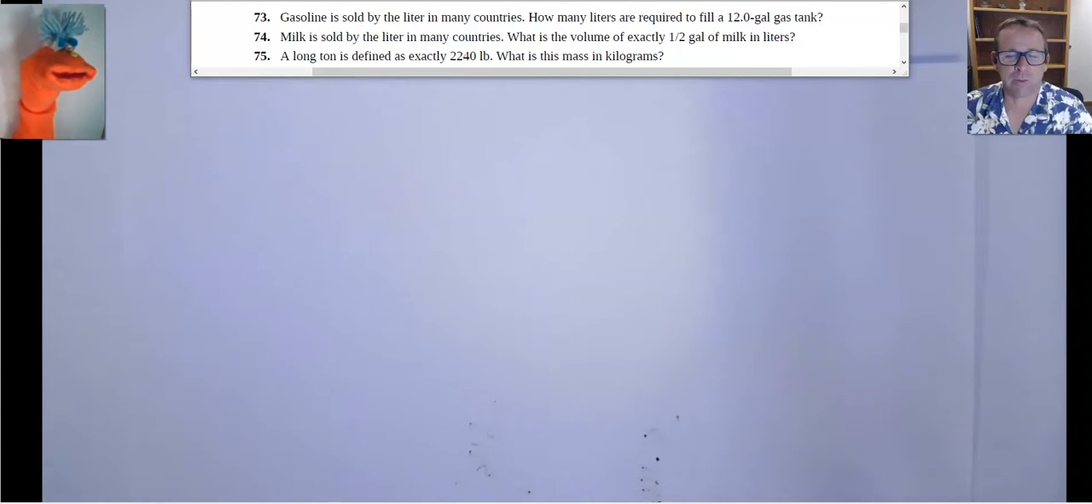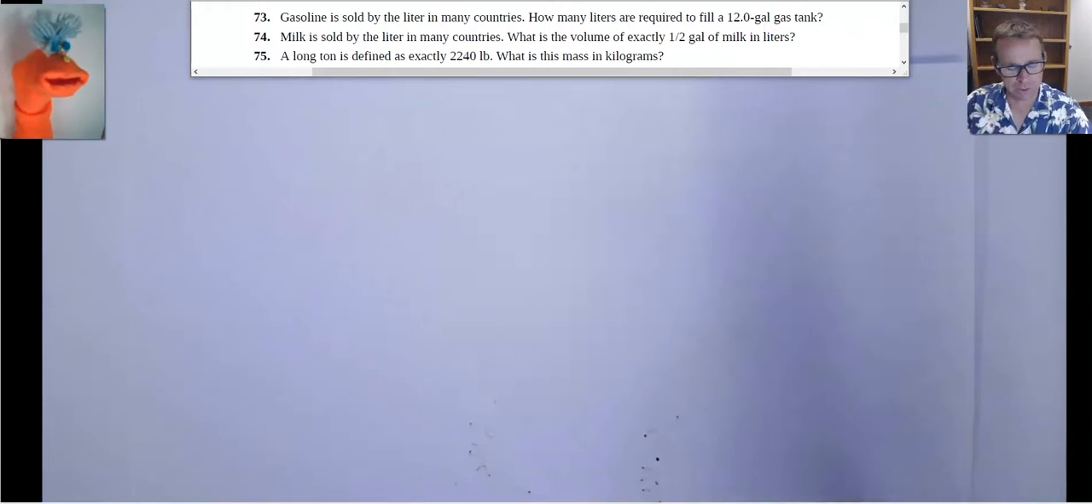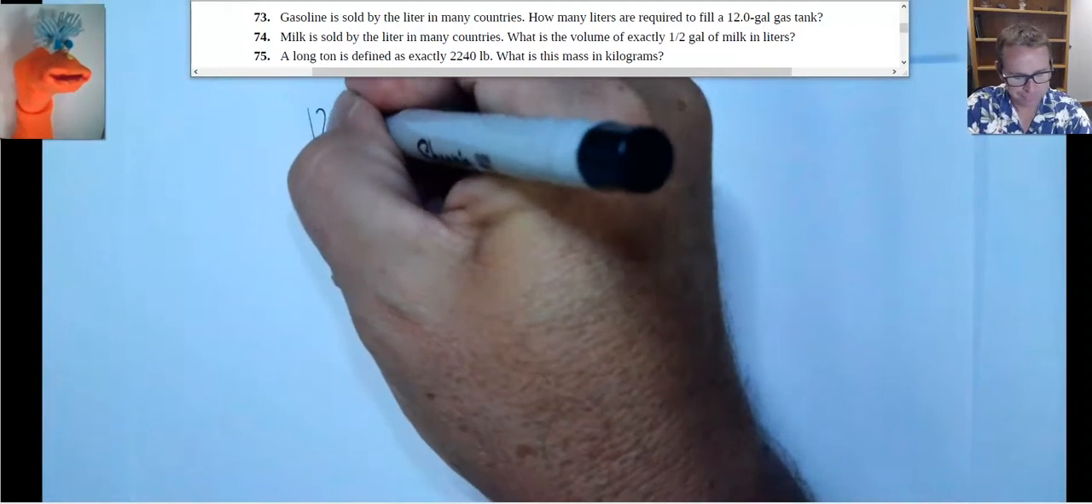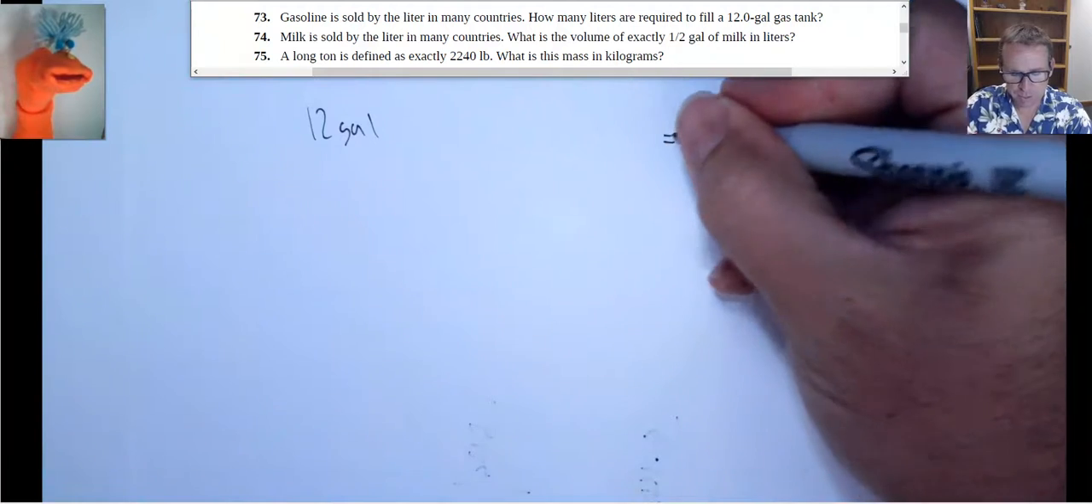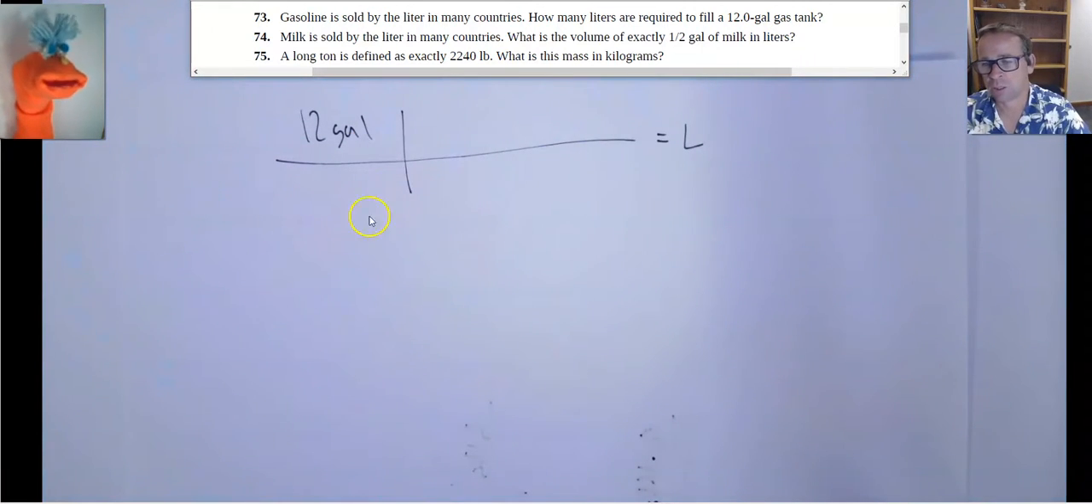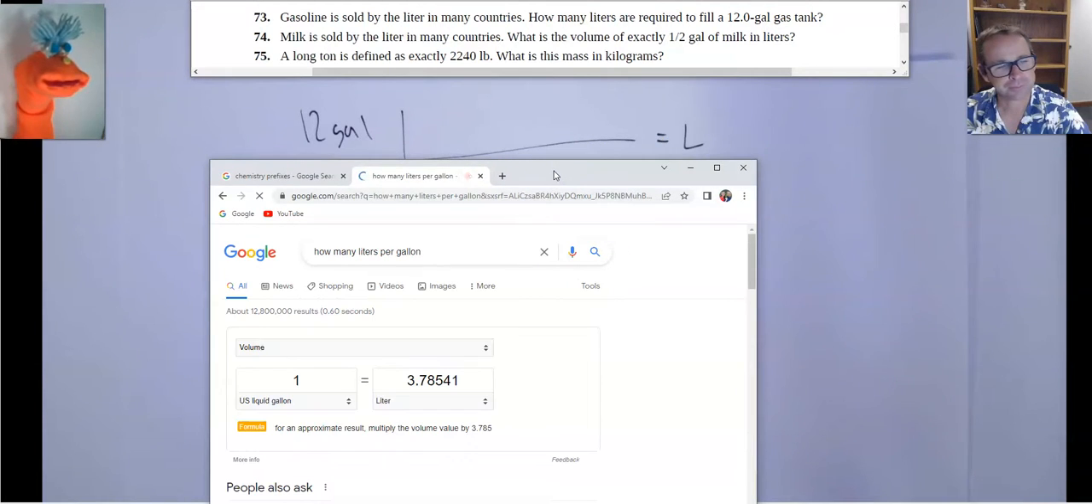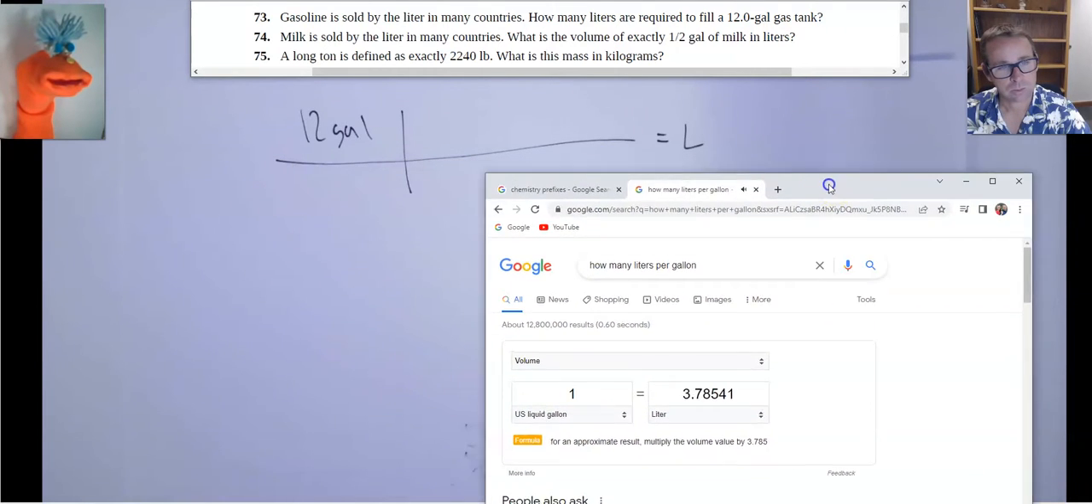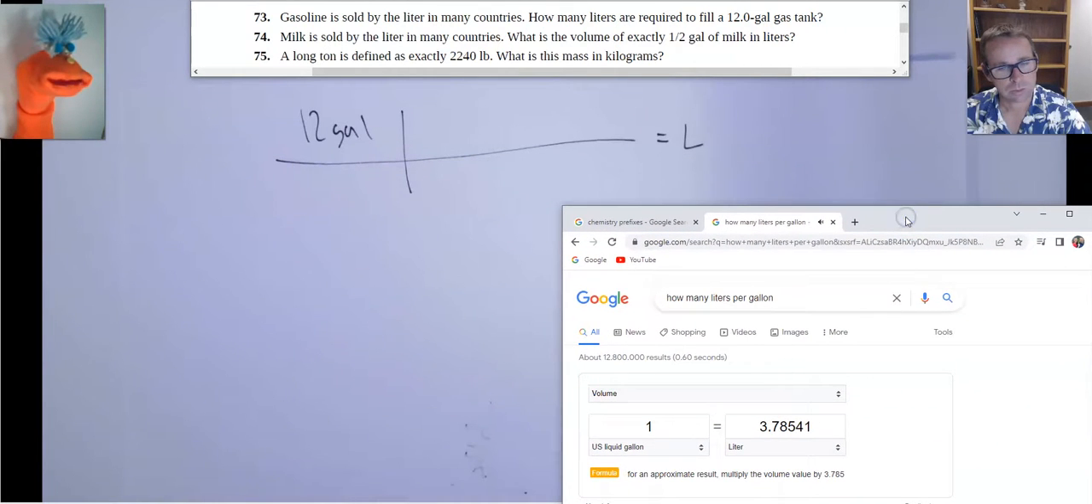Okay, good. Gasoline is sold by the liter in many countries. How many liters are required to fill a 12-gallon gas tank? You need to know liters for 12 gallons. You know how many liters there are per gallon? I can't remember, so we just put it into Google. How many liters per gallon? To convert from liquid gallons to liters, multiply by approximately 3.79. 3.7854, right? That's how many liters per gallon.